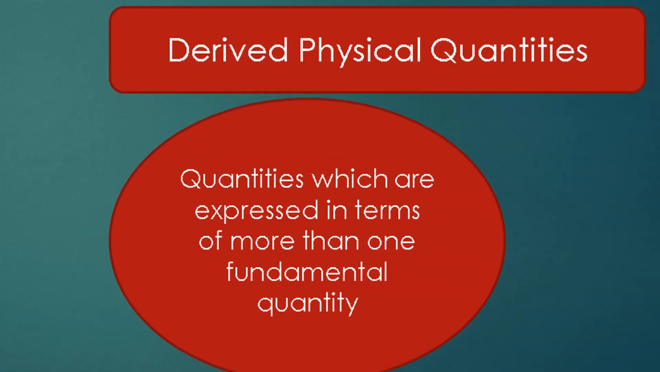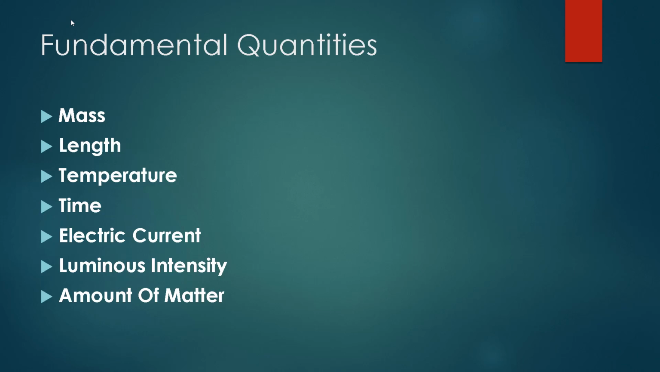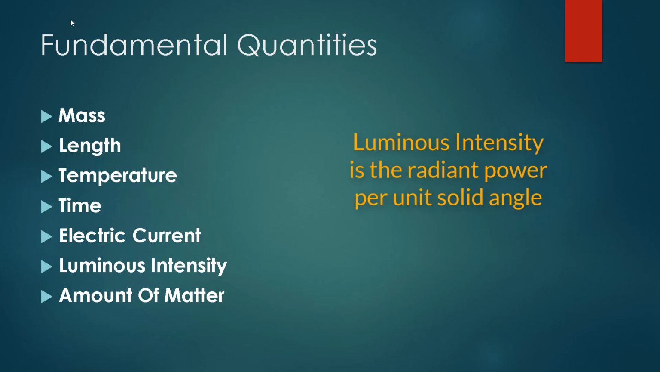Derived quantities are expressed in terms of more than one physical quantity. There are different fundamental quantities: mass, length, temperature, time, electric current, luminous intensity, and amount of matter. You know very well about mass, length, temperature, time, and current. But what about luminous intensity? The luminous intensity is the radiant power per unit solid angle from a light source.